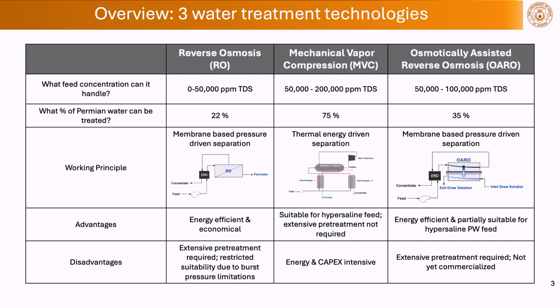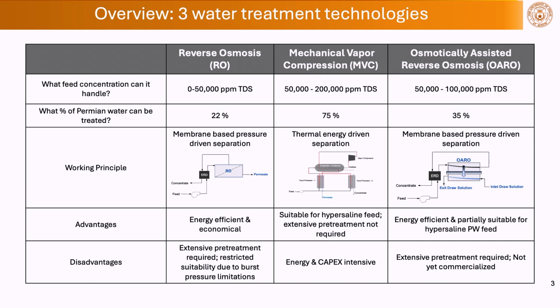As you can see, RO is quite restricted in its salinity range, and hence it's only suitable to treat 22% of the produced water from the Permian Basin. That's just because it has a burst pressure limitation. Basically, the membranes cannot withstand the pressure that is needed to purify your hypersaline produced water. But given that it's a membrane-based technique, it's quite energy efficient and economical.